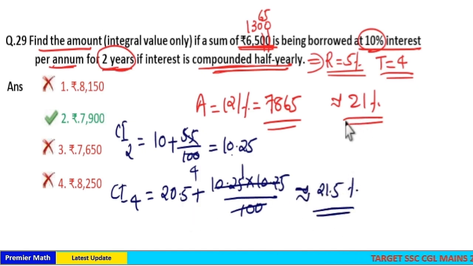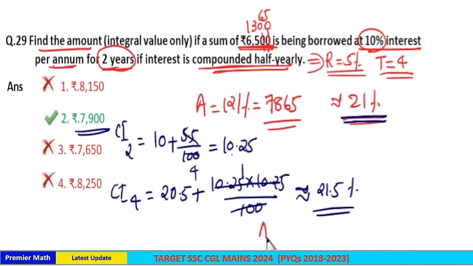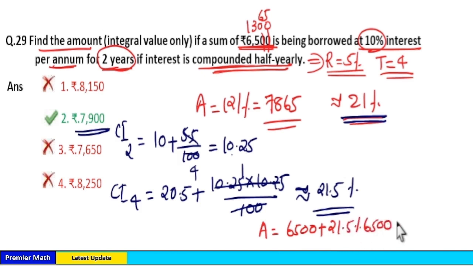So this will be around 21.5%. So we calculate it based on 21%. Now you can say this is actually 21.5%. That is, here interest for 4 terms is equal to 21.5%. Amount is equal to 6500 plus 21.5% of 6500, which is 7900 here.